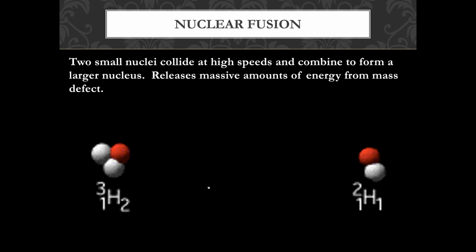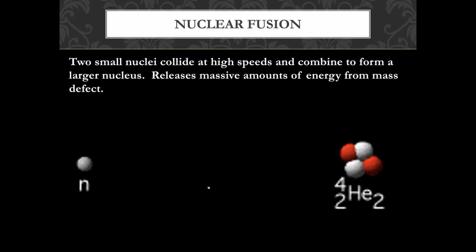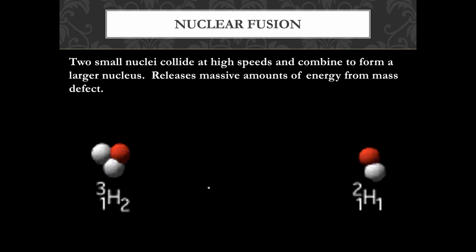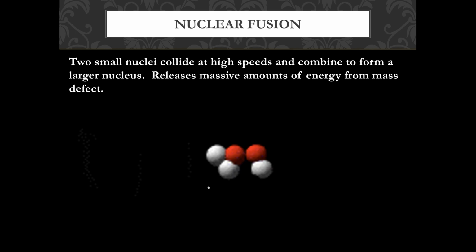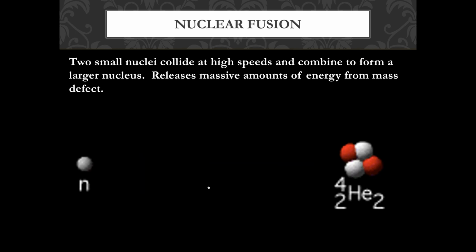Two small nuclei will collide at high speeds, and they have to be high speeds because nuclei are positively charged. And if they're moving too slowly, they'll just repel each other.